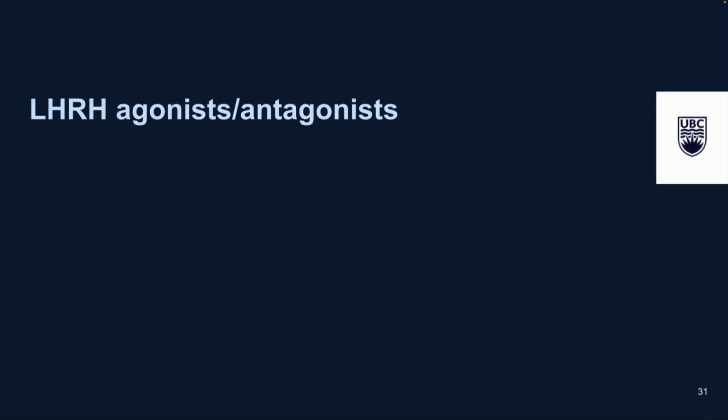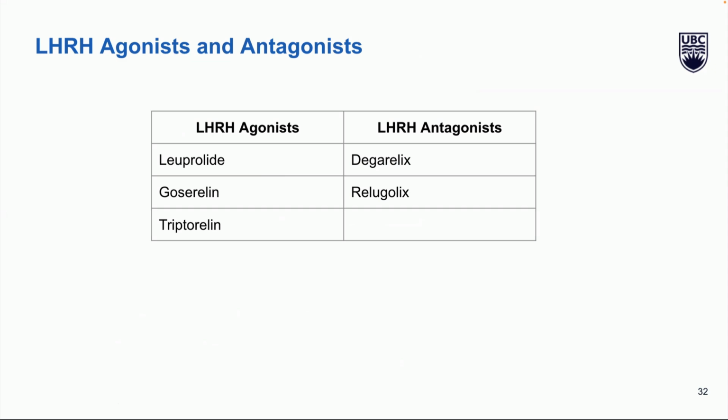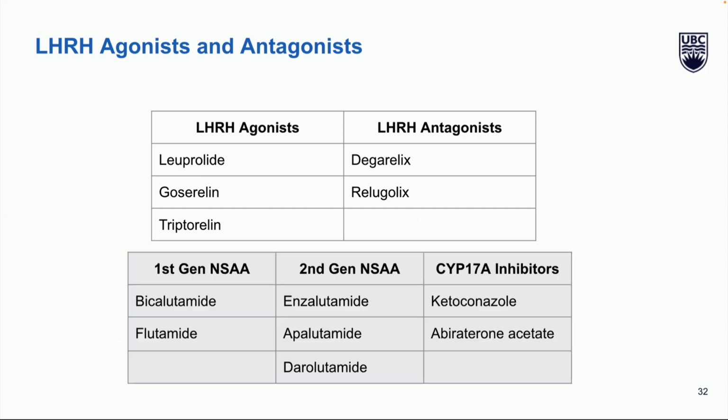There is much more familiarity with LHRH agonists and antagonists in the treatment of precocious puberty, in gender-affirming hormone therapy, as well as in ADT in advanced prostate cancer. Just as a review, our agonists include leuprolide, goserelin, and triptorelin. These agonists are associated with an early LHRH surge and are often used alongside first-generation non-steroidal anti-androgen therapies, such as bicalutamide. More recently, LHRH antagonists were developed, and those include degarelix and the new oral relugolix.